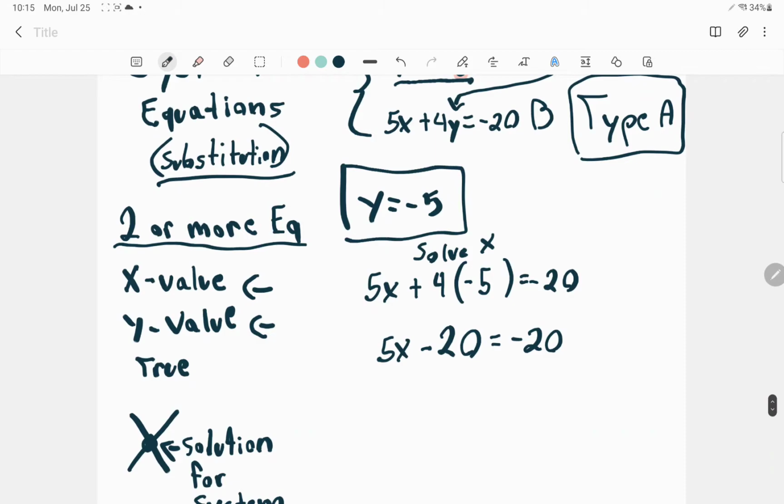What am I going to do now? I'm going to go ahead and do plus 20. Plus 20 because I'm solving for x, right? So I need to leave x by itself. If you saw the previous video, you saw how we solve for y. This time I'm solving for x. Alright, I'm going to do plus 20 on both sides.